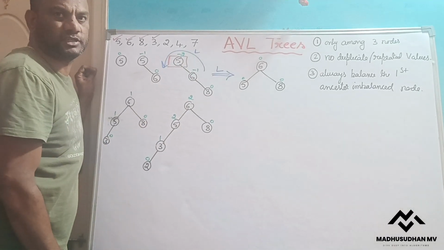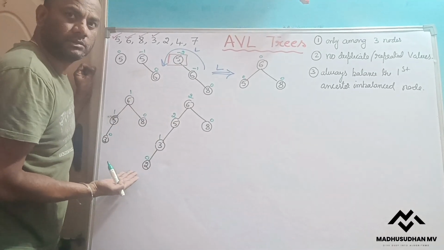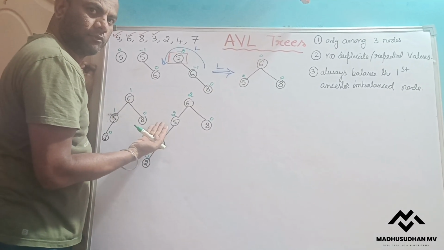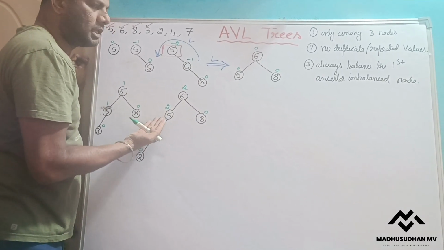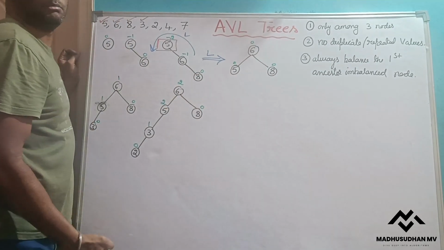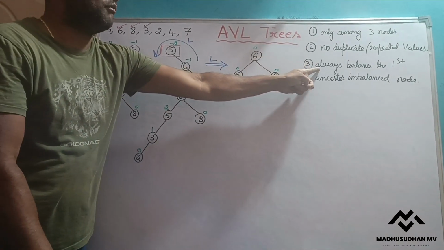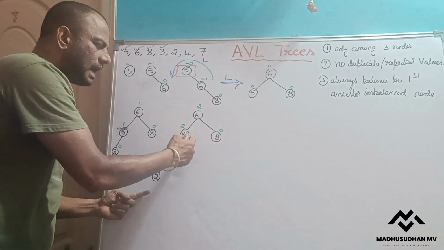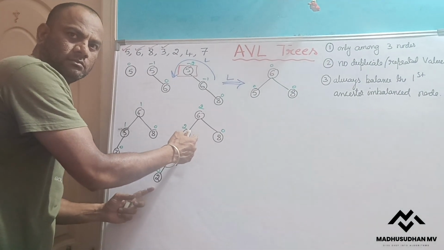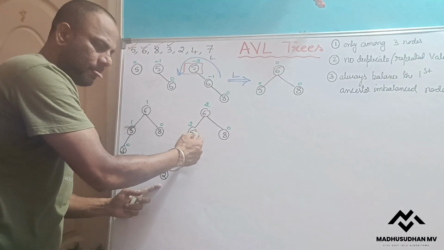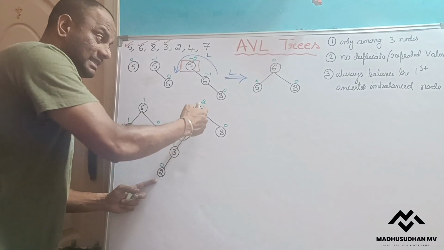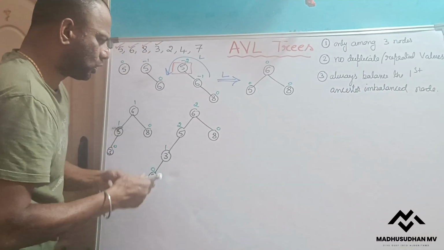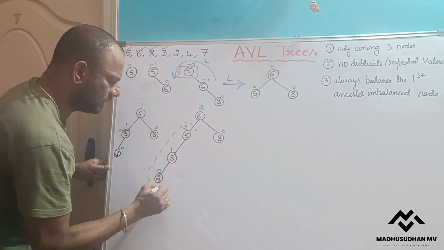Which one to balance? The first one. Come from the leaf node. When you're moving towards the root, whichever is the first imbalanced node, that is the one to fix. So always balance the first imbalanced ancestor. This is the parent, grandparent, ancestor. This is the first ancestor, this is the second ancestor, and I'm moving from here. So now I need to do rotations on this 3.